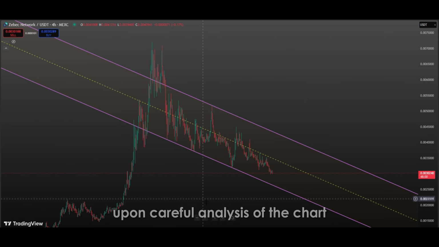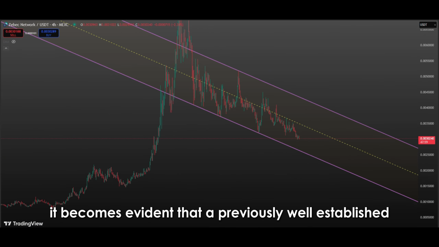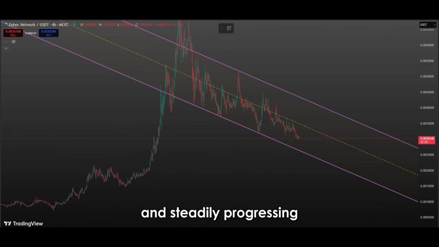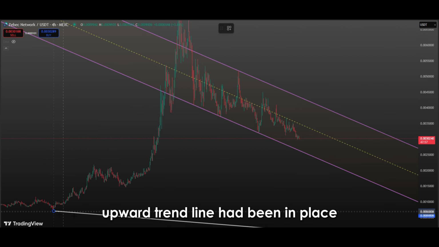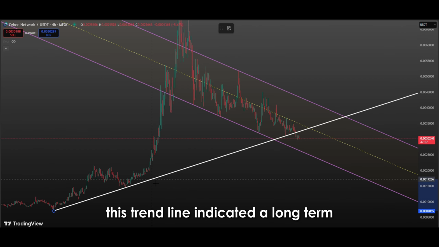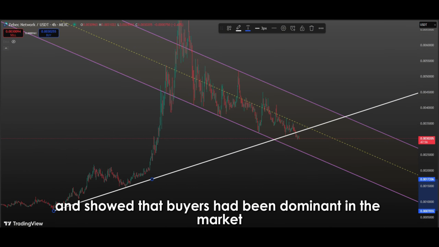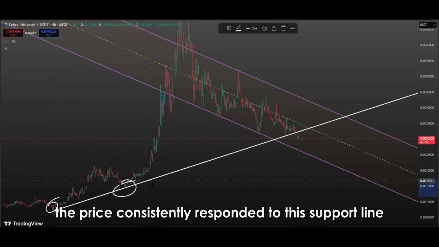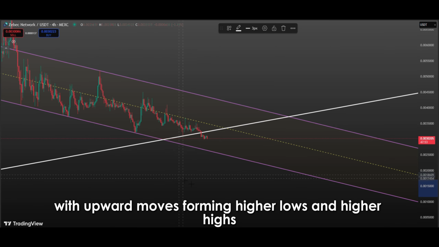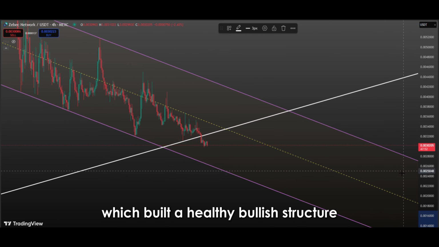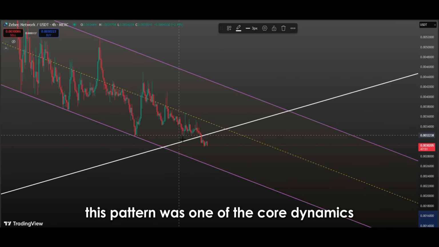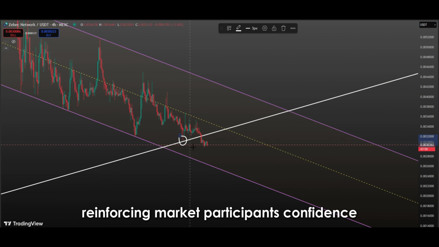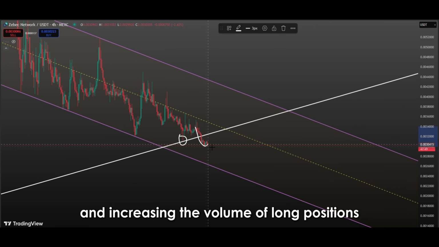Stay tuned. Upon careful analysis of the chart, it becomes evident that a previously well-established and steadily progressing upward trend line had been in place. This trend line indicated a long-term upward price movement and showed that buyers had been dominant in the market. Throughout this trend, the price consistently responded to this support line with upward moves, forming higher lows and higher highs, which built a healthy bullish structure. This pattern was one of the core dynamics reinforcing market participants' confidence and increasing the volume of long positions.